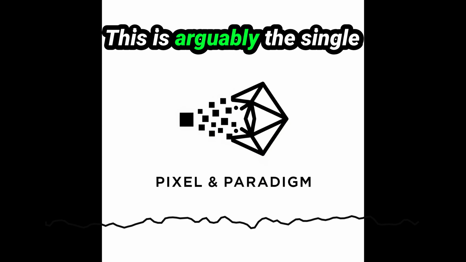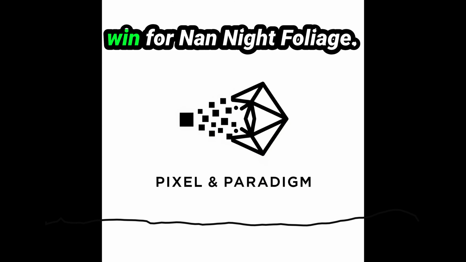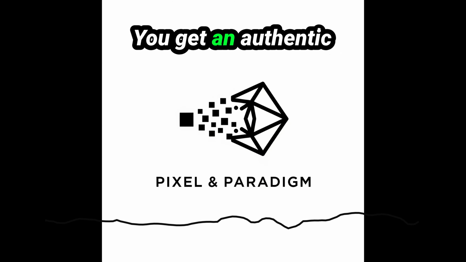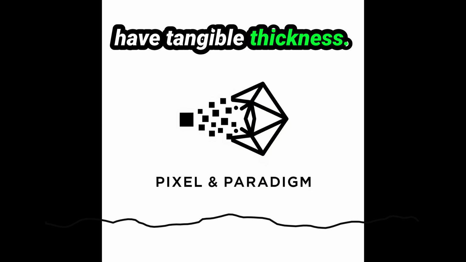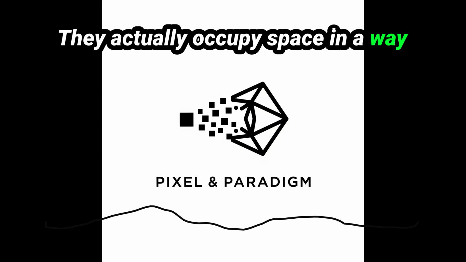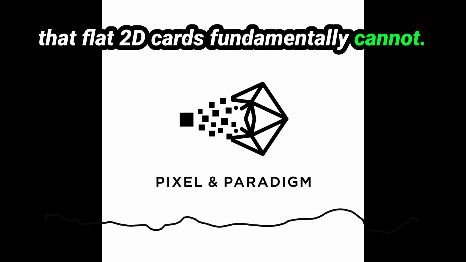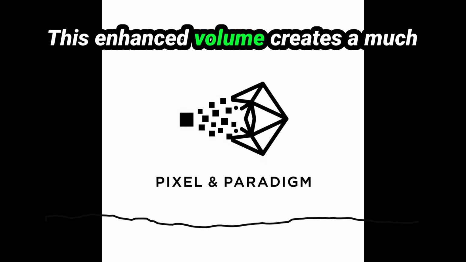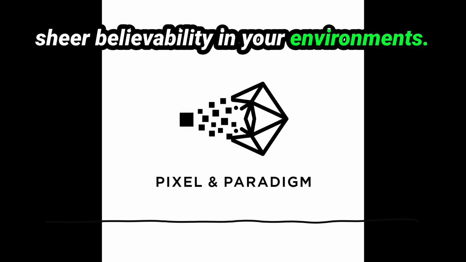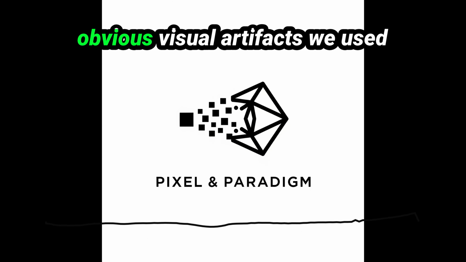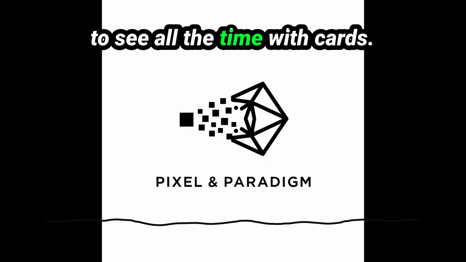Yeah, this is arguably the single most significant visual win for Nanite foliage. You get an authentic representation of volume. Leaves and branches have tangible thickness. They actually occupy space in a way that flat 2D cards fundamentally cannot. This enhanced volume creates a much greater sense of depth, richness, and sheer believability in your environments. And it must get rid of those really obvious visual artifacts we used to see all the time with cards.